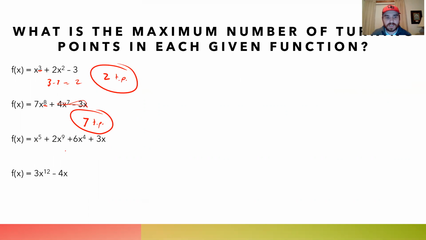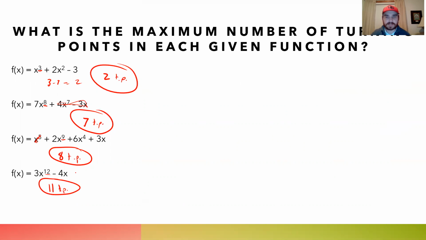This one is a little bit tricky, or at least it's meant to be, because you might be tempted to just take the first one and say 5 minus 4 or 5 minus 1 is 4. But again, the degree is based on the highest possible exponent. So in this case, that's a 9, which means there are 8 turning points on this one. And then the last one, we have 3x to the 12th minus 4x. 12 is the degree, so the maximum number of turning points is 11.